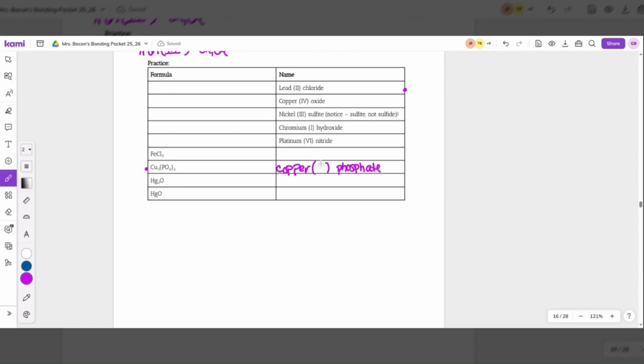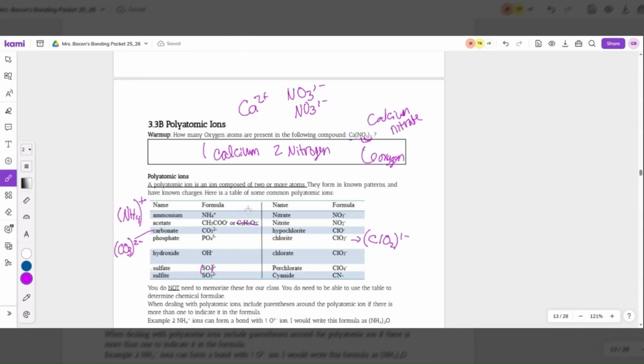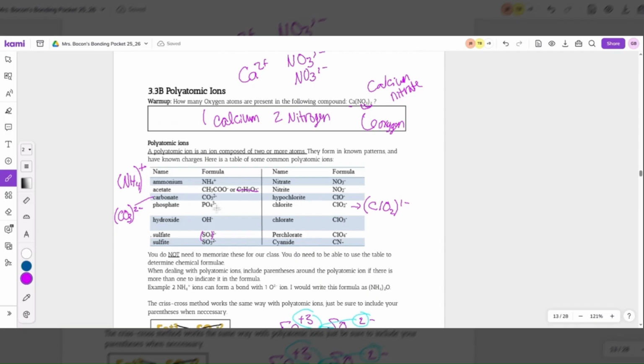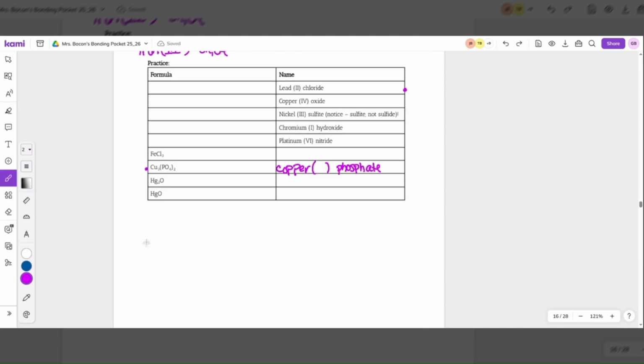So then the hard part is filling in these Roman numerals. How do I balance out copper and phosphate? While I was up there, I should have also looked at phosphate's charge. Phosphate has a 3- charge. Remember, this is the same as if this whole thing was in parentheses, and that 3- is on the outside because it's the charge for the whole thing. So I've got my Cus over here, I've got my PO4s, and they all have a 3-.